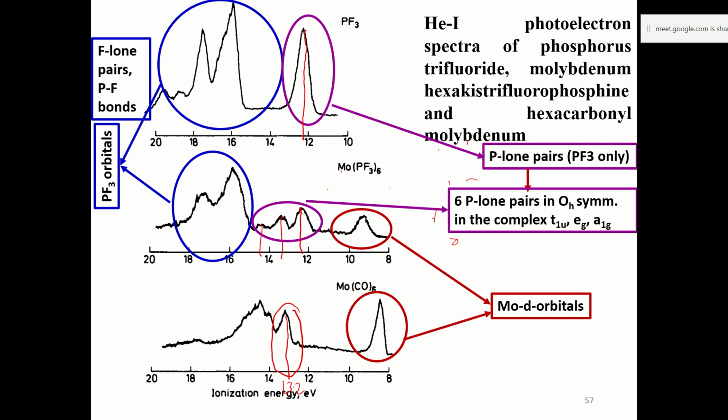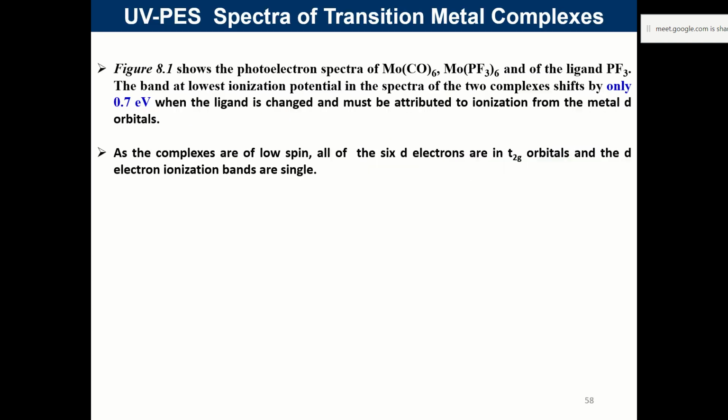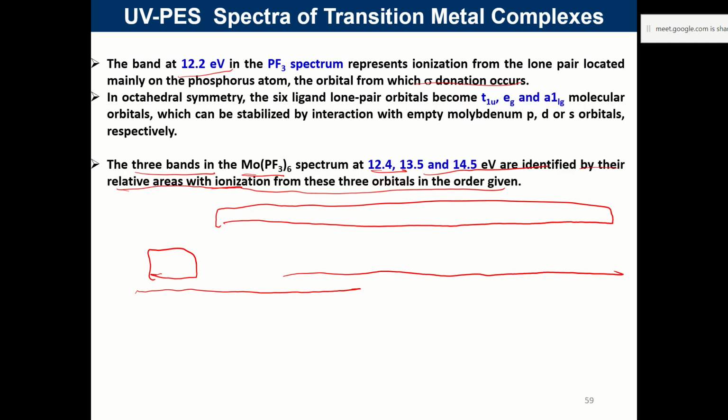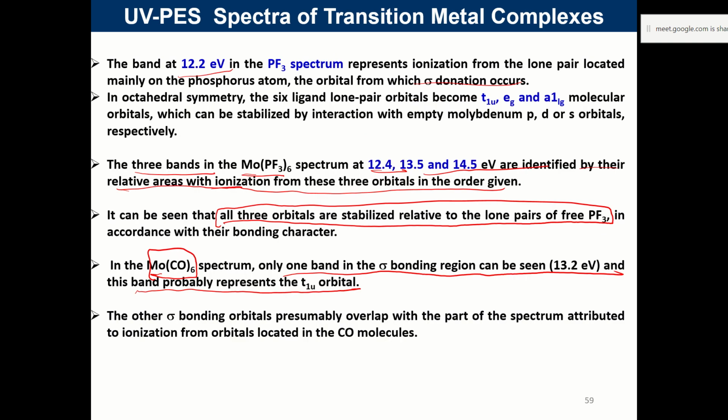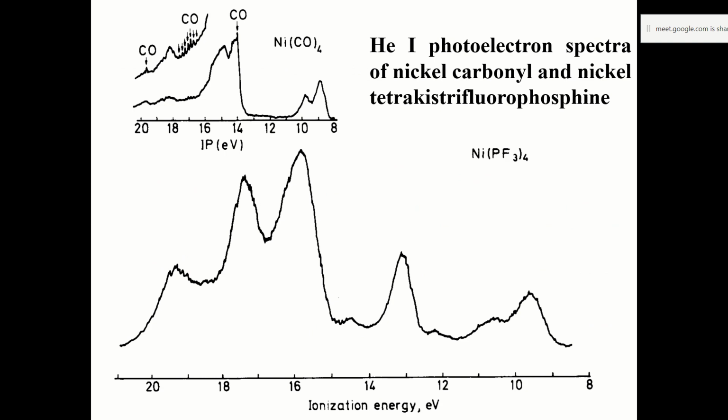So here only one band is seen instead of three in this region. So carbonyl. Okay, so only the T1U orbital is available, and that is overlapping with this. The rest of the set is not there. The other sigma bonding orbitals presumably overlap part of the spectrum attributed to ionization from orbitals located in the CO molecules. So the rest all goes into overlapping a bit. So only the T1U orbital is seen.